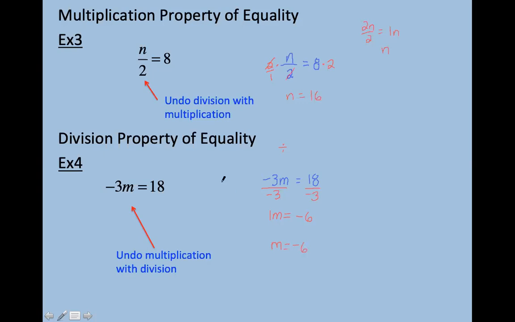Again, we can check our work. We can plug it in over here. Is -3 times -6 equal to a positive 18? Is that true? Is a negative times a negative a positive? Yes. Okay, so we know we did it right.